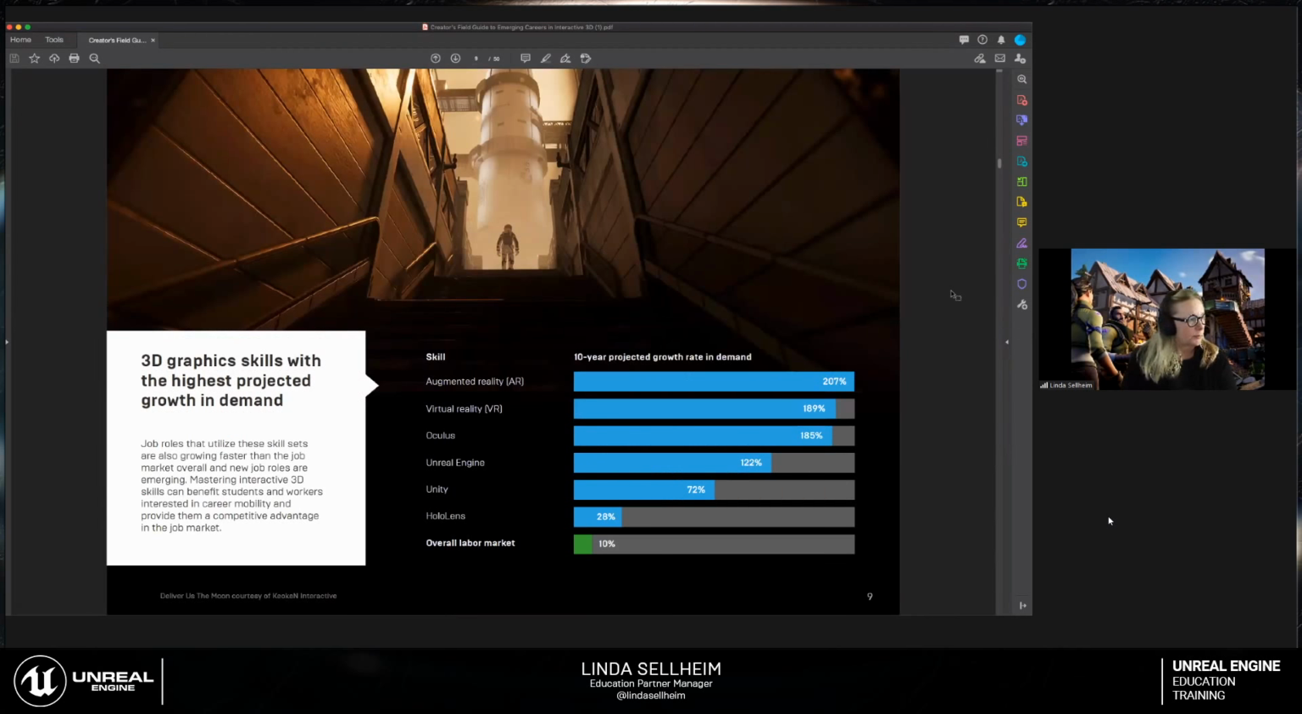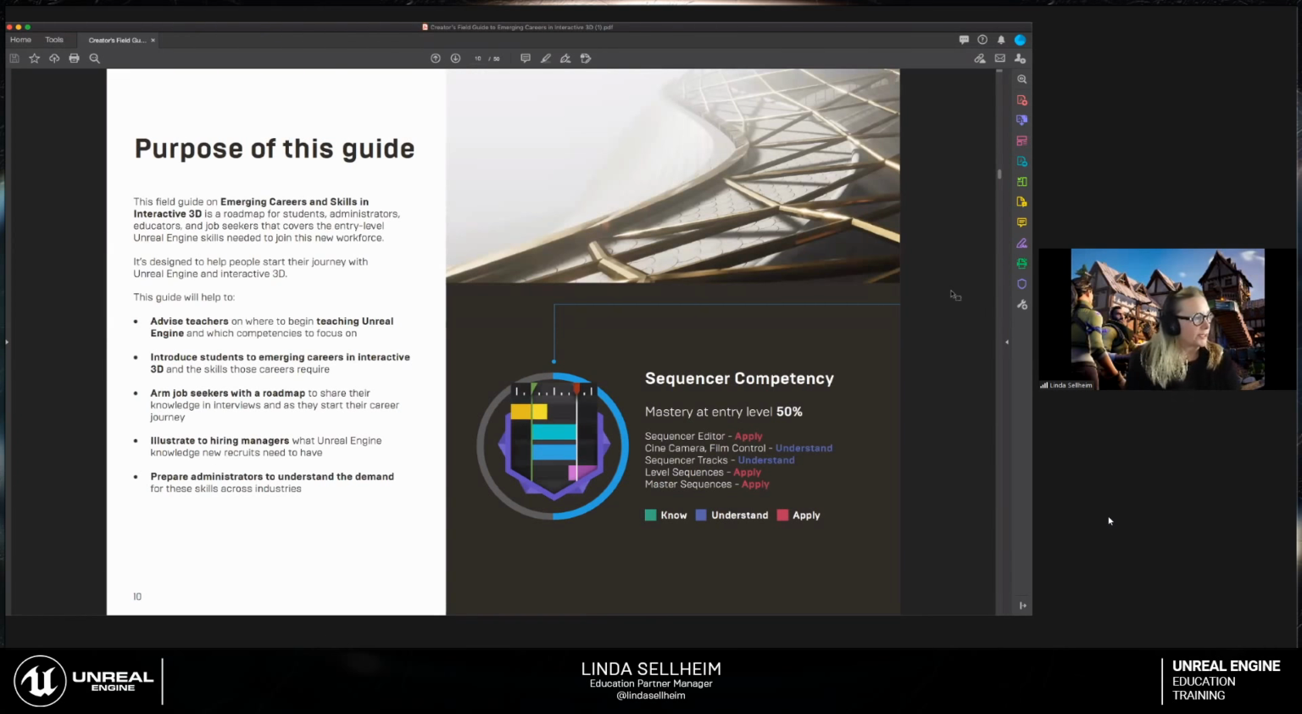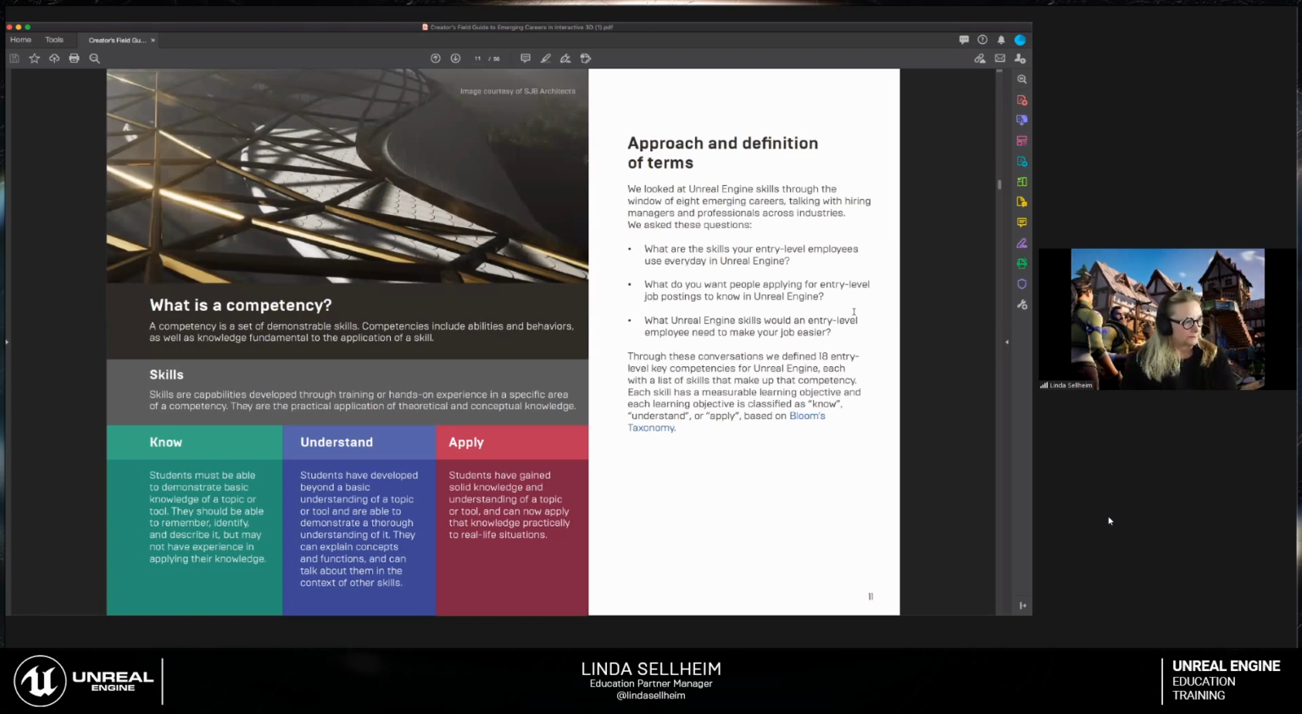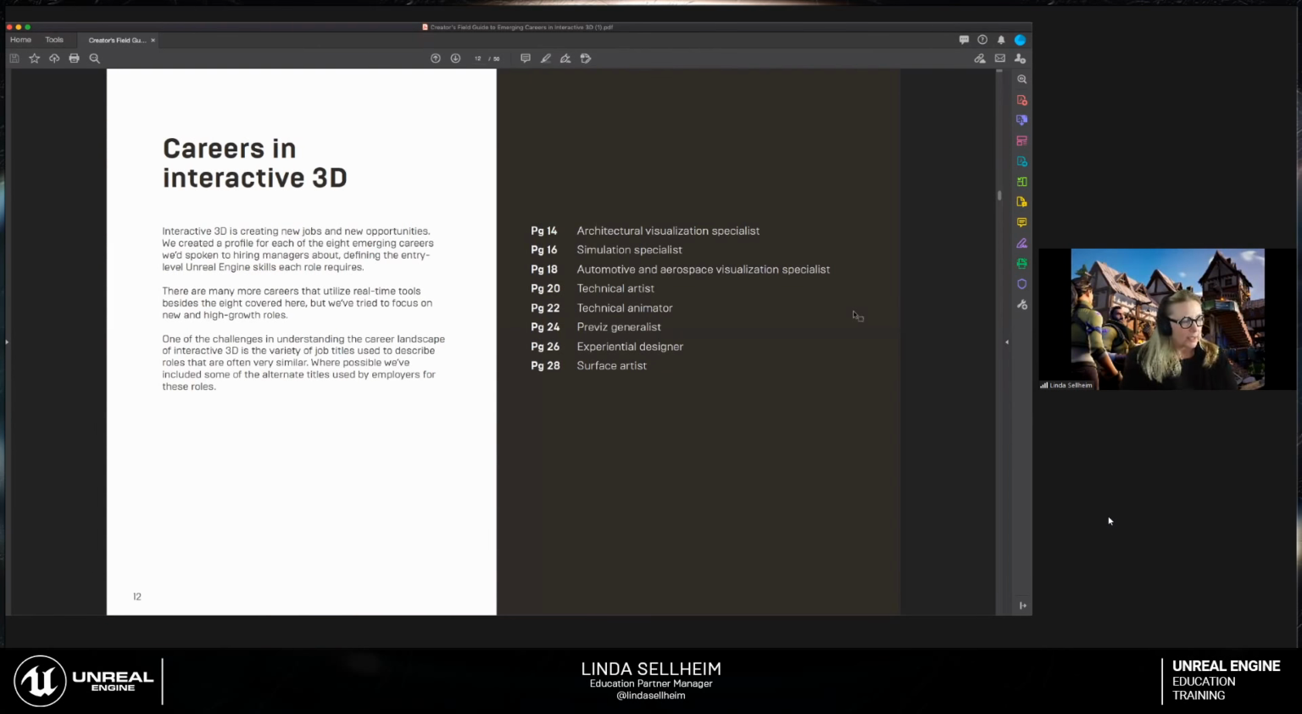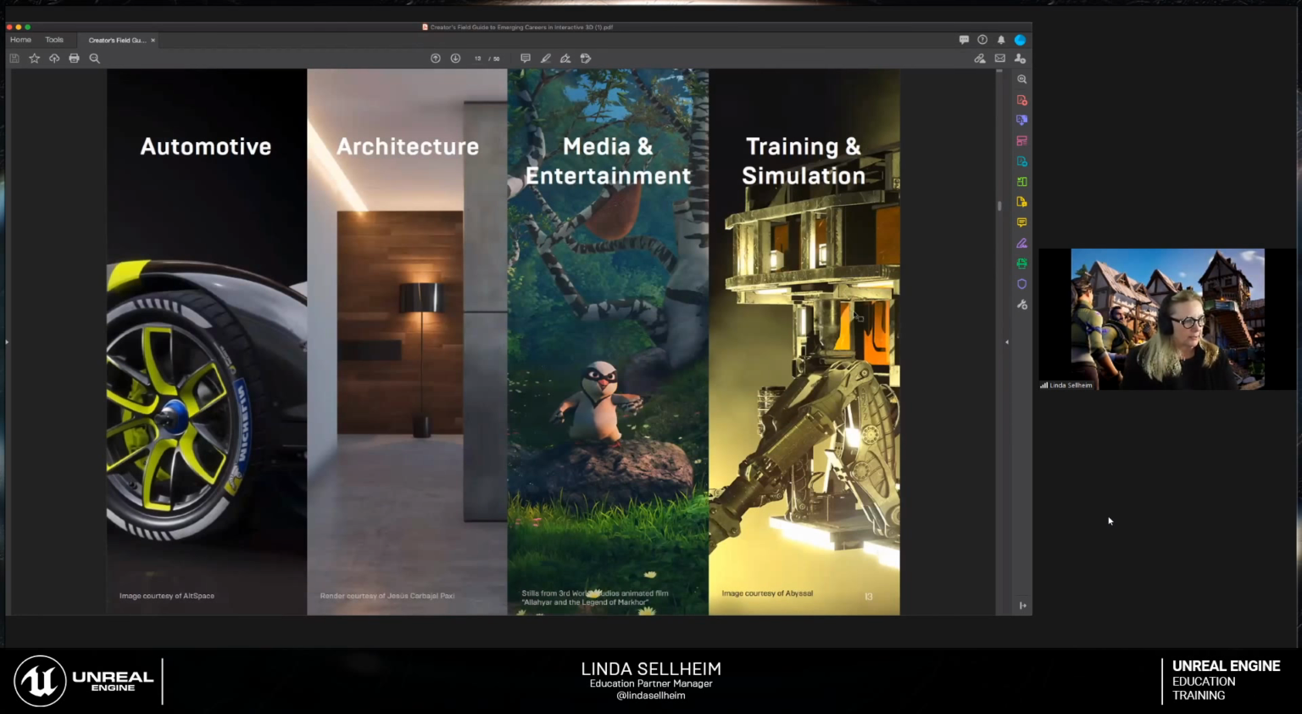I want to jump down into where we really talk about the purpose of the guide here. As I said, it's really about helping arm people with what they need to know. As you look at the little graph, it shows how we designed this for information. We use the sequencer competency here, and then we looked at your mastery level of 50%. As you go through the guide, you'll see this in relationship to the careers. We used Bloom's as a guide for this because we really do want to help educators with this project.